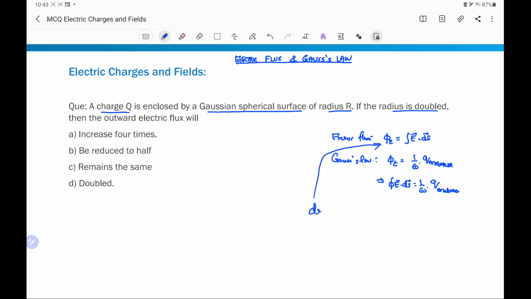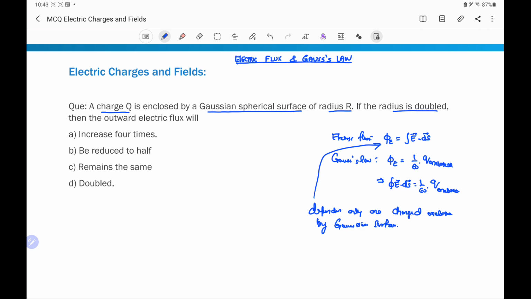depends only on the charge enclosed by the Gaussian surface. If a charge is outside the Gaussian surface, that will not influence the flux linked with the Gaussian surface.